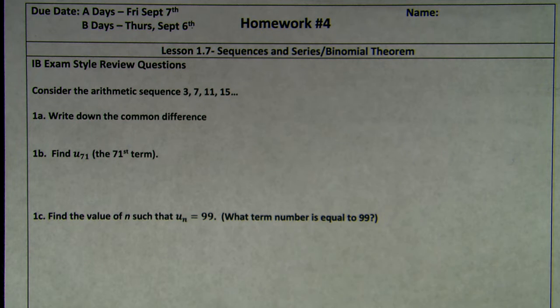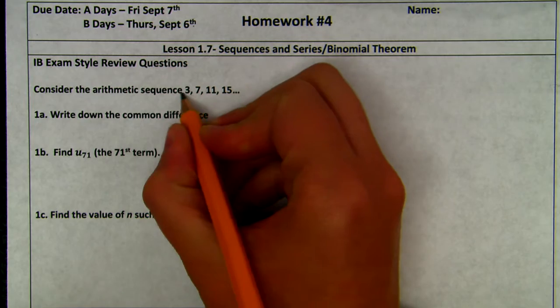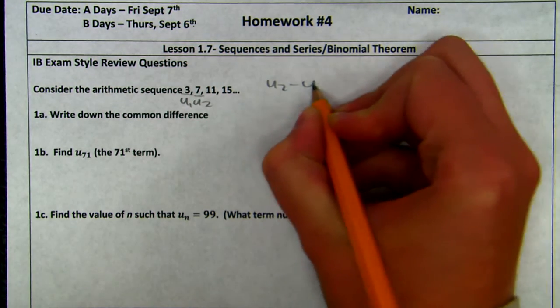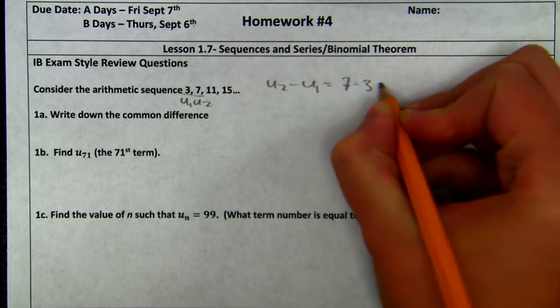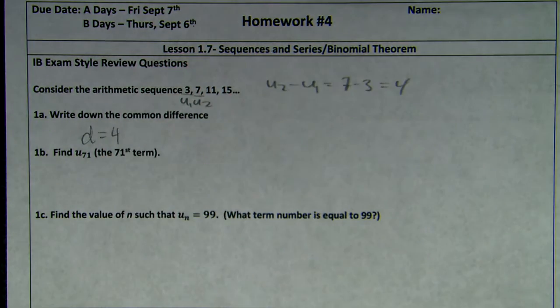So let's get started with problem number 1. So we have, consider the arithmetic sequence 3, 7, 11, and 15. The first question asks us to find the common difference. If we're being all technical, we're going to take the second term minus the first term, which is 7 minus 3, which will give us 4. A lot of you can just see the pattern in your head. That's totally fine. So we know that our common difference is 4.